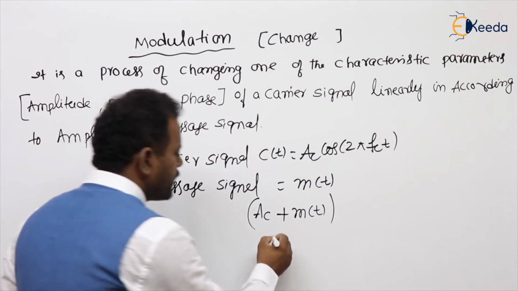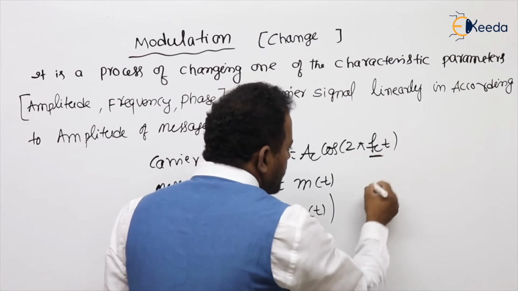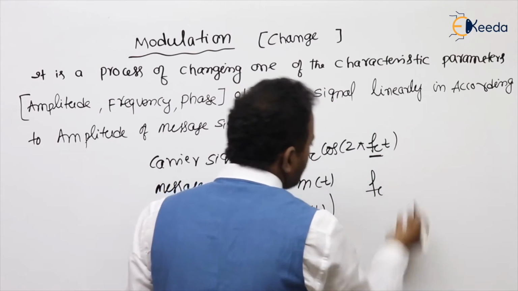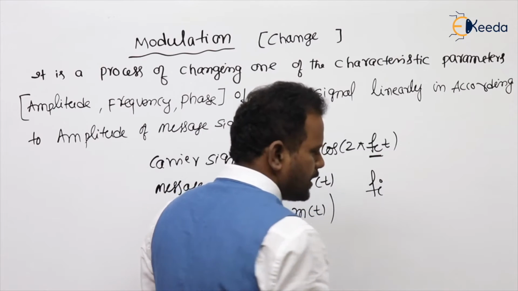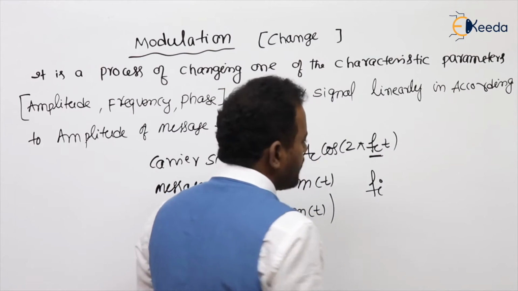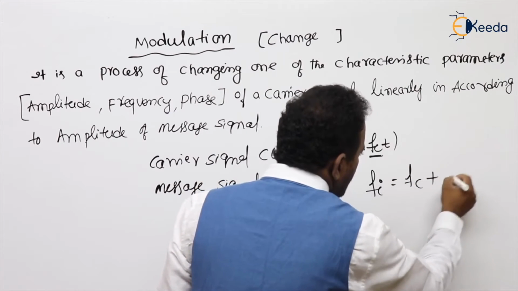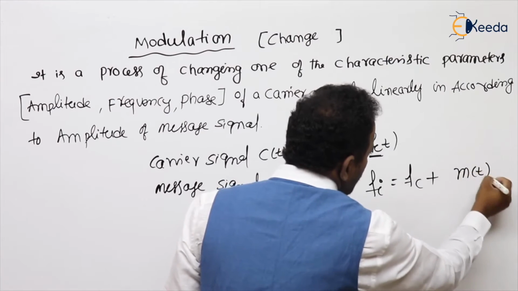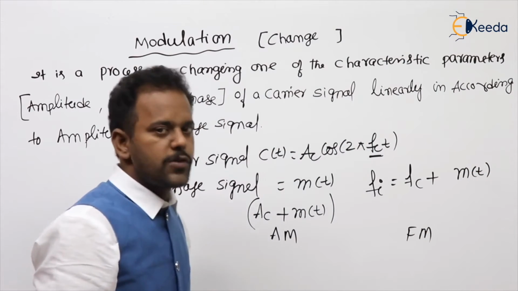it is called amplitude modulation. If you are changing the frequency of a carrier, that is, frequency is varied, denoted by the instantaneous frequency or frequency of FM, that is, if you are changing fc linearly in accordance with the amplitude of a message, it is called FM. In a similar manner, PM also.